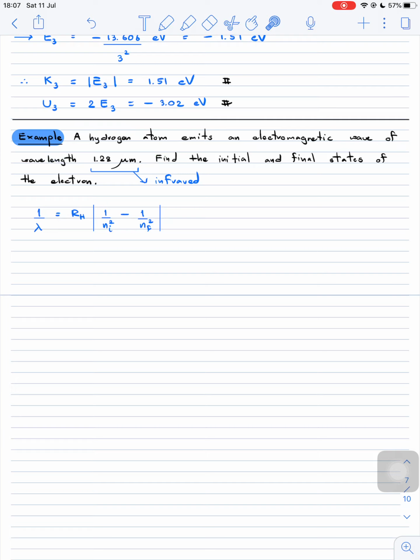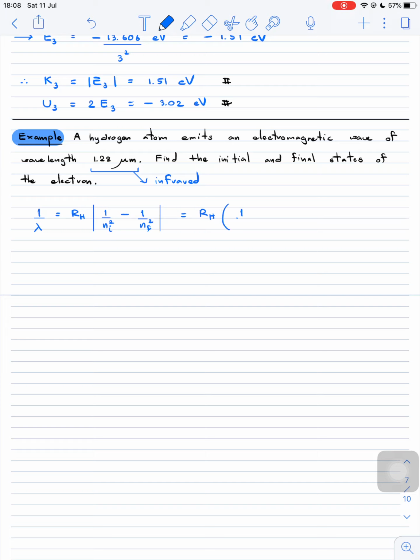So it just emits the electromagnetic wave. It means that the electron just transitions from the large n to the lower n. In this case, if I want to make this one positive, then I need to switch these two terms together, and then just take the absolute value out.